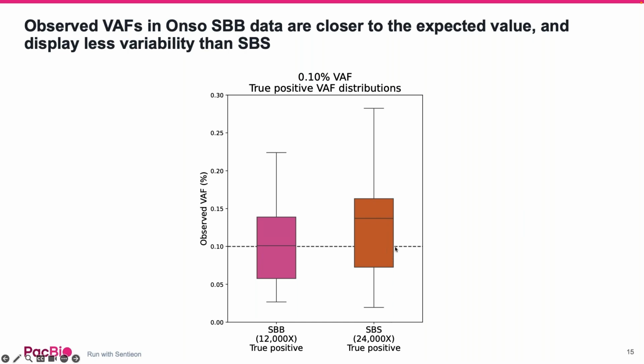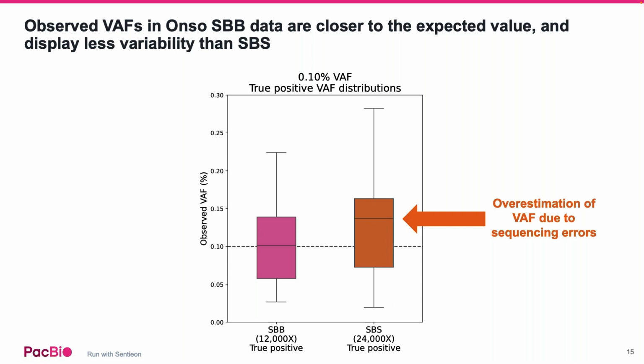In contrast with SBB, or SBS, excuse me, you can see that the mean allele frequency is higher than expected, and also that this distribution has a wider spread. And we believe that this is likely due to an overestimation of the true allele frequency in the SBS sample due to false positives that are being included in the estimation and inflating.